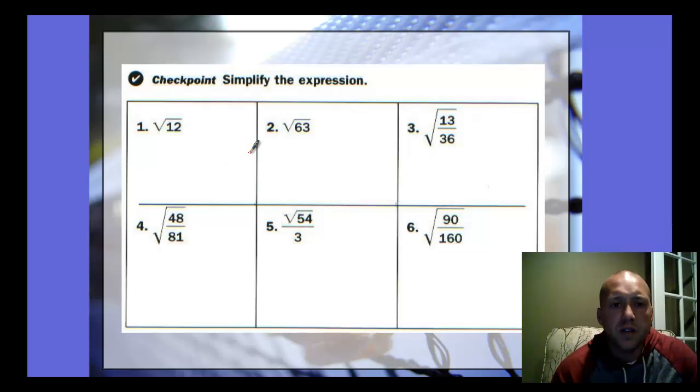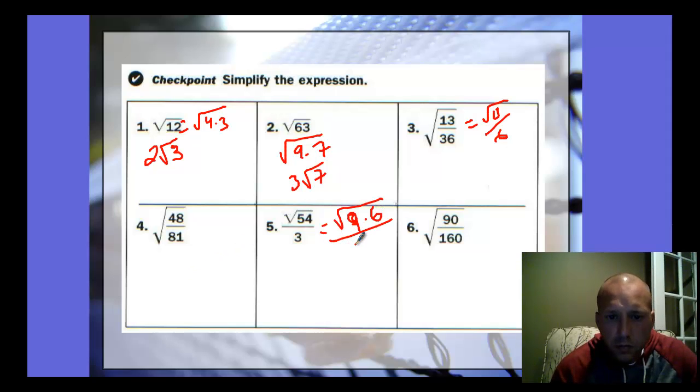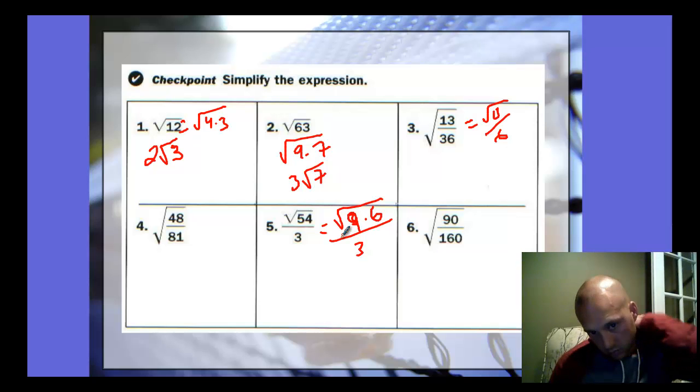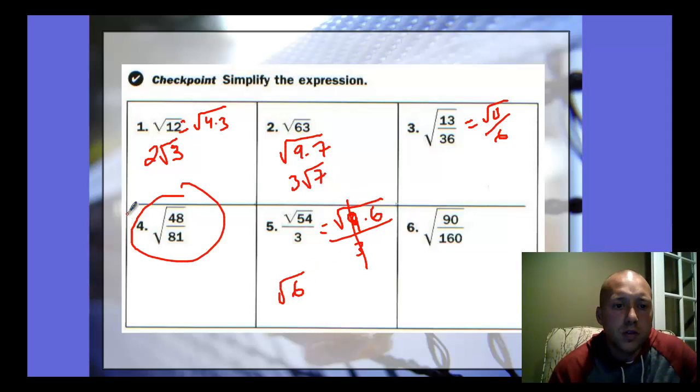So we can simplify these, or well, square root of 12, I can just see that as 2 square root of 3. I'm hoping you get to the point that you can break that up and just see it that fast. Square root of 63, 9 times 7, so then it's 3 times the square root of 7. I'm hoping you get quick with it. Square root of 36 I know, so this is square root of 13 over 6. So it should be pretty quick with this. So square root of 54 is 9 times 6 over 3. Square root of 9 is 3, so these 3's reduce out, so I end up with just the square root of 6.